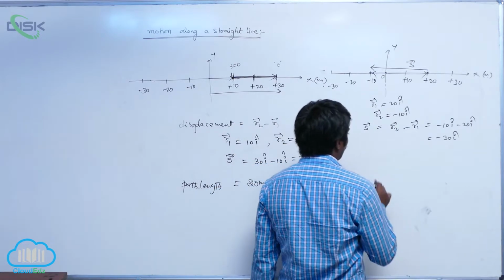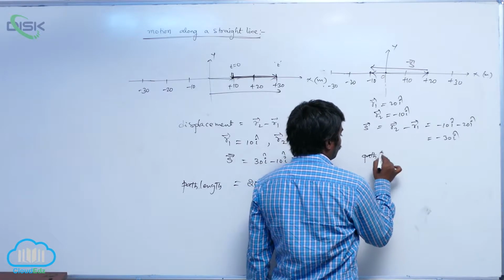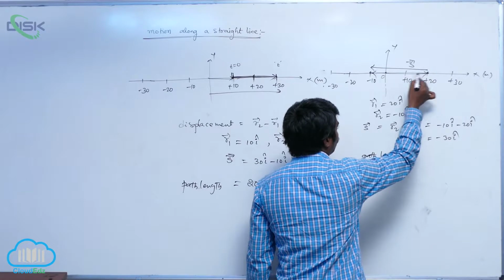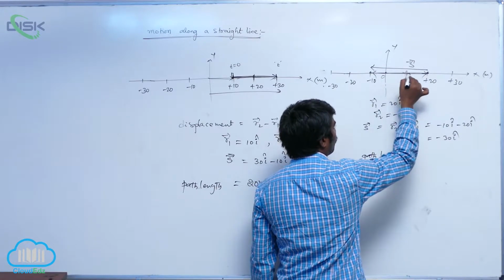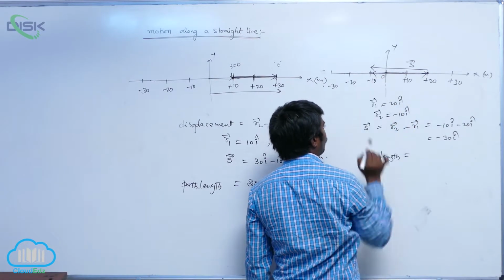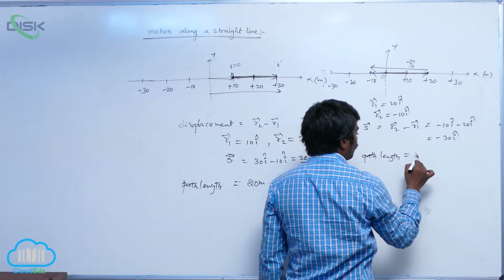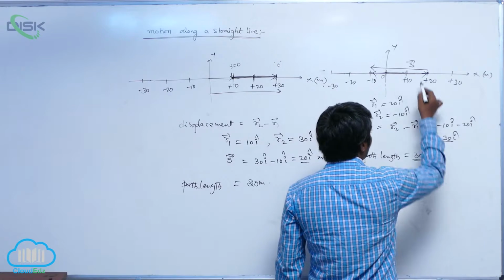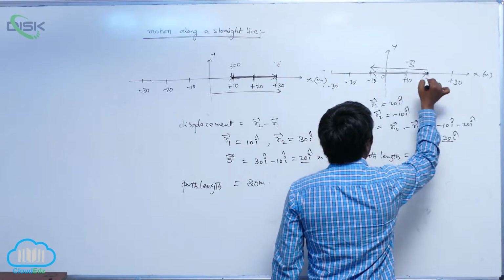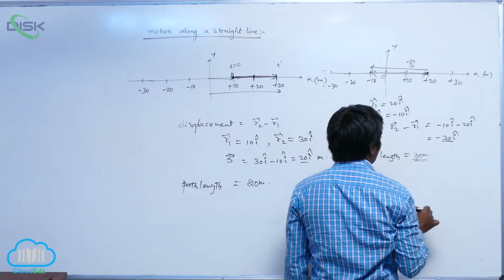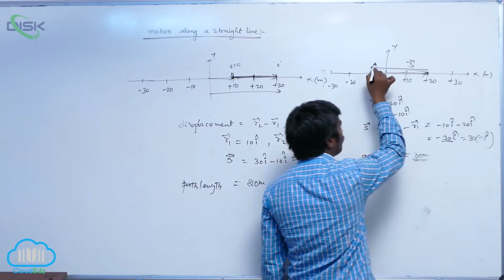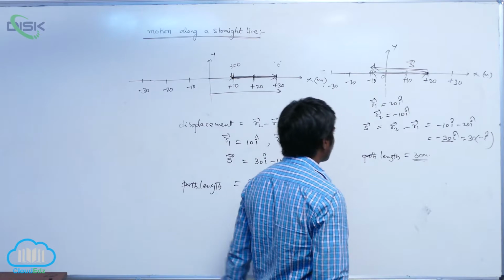And next, path length is equal to the length of the path followed. So from here to here 10 meters, here to here 10 meters, here to here 10 meters. So total 30 meters. So it has only magnitude, it gives no direction. That means the magnitude of the displacement is 30 meters. This you can write as 30 into minus I cap, and its direction is along negative x axis.